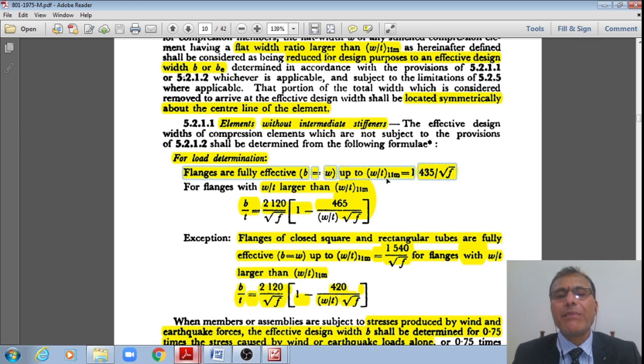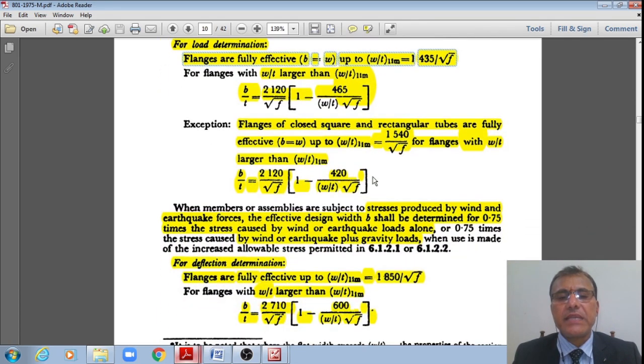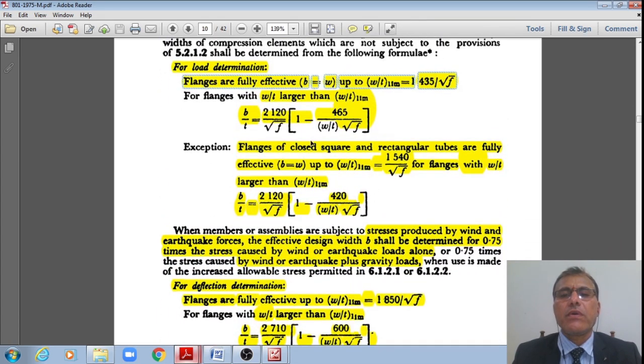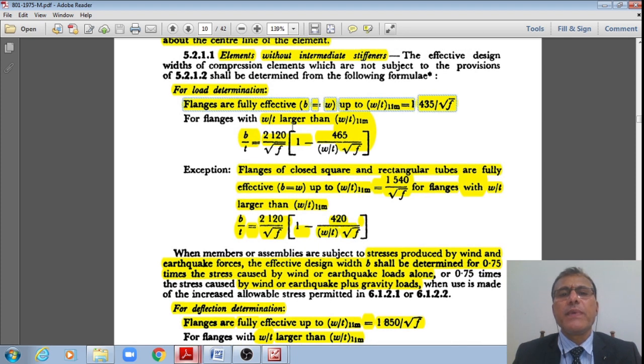This holds if W by T is not exceeding W by T limit, which is 1435 divided by square root of f, where f is the design stress, which is generally by default 0.6 Fy. We'll see during designs. Whereas for flanges with W by T greater than W by T limit, just now defined as 1435 by square root of f, b by t is equal to 2120 divided by square root of f, multiplied by bracket 1 minus 465 divided by W by T multiplied by square root of f.